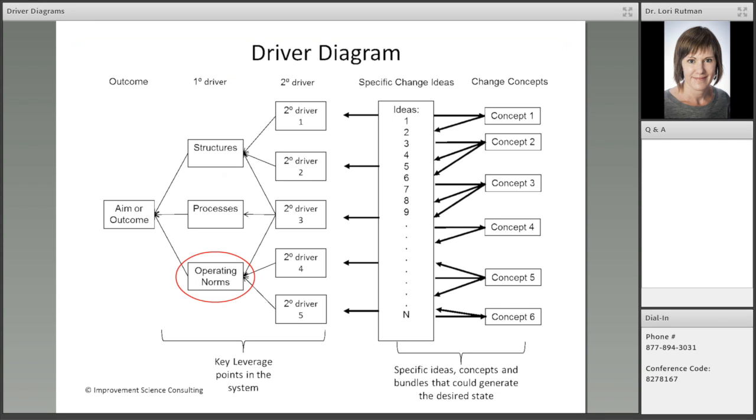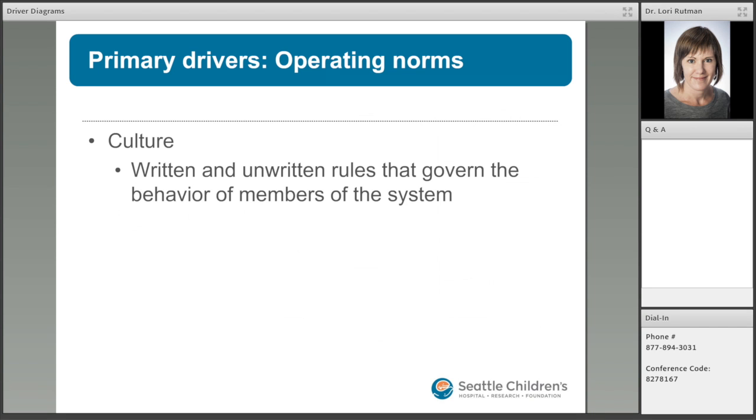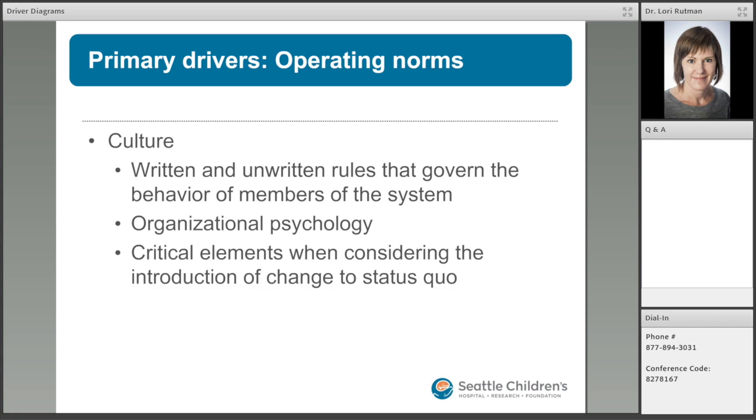And finally, operating norms. As I mentioned, this is the culture of the system. These are the written and unwritten rules that govern the behavior of the members of the system. Might also be called organizational psychology. And again, I can't emphasize enough that these are really critical elements to consider when you're introducing a change to the status quo. Any quality improvement effort, any improvement work is going to be a change, and humans tend to be reluctant to change. So just considering how you're going to address those cultural aspects when you're introducing something new is really, really important.